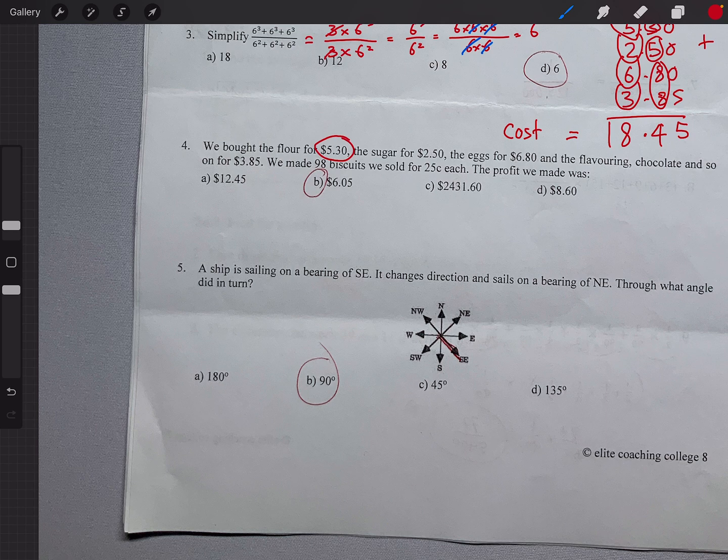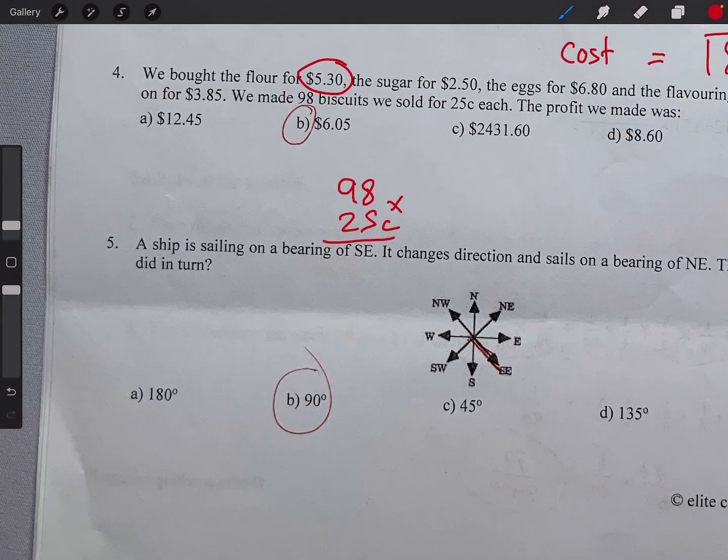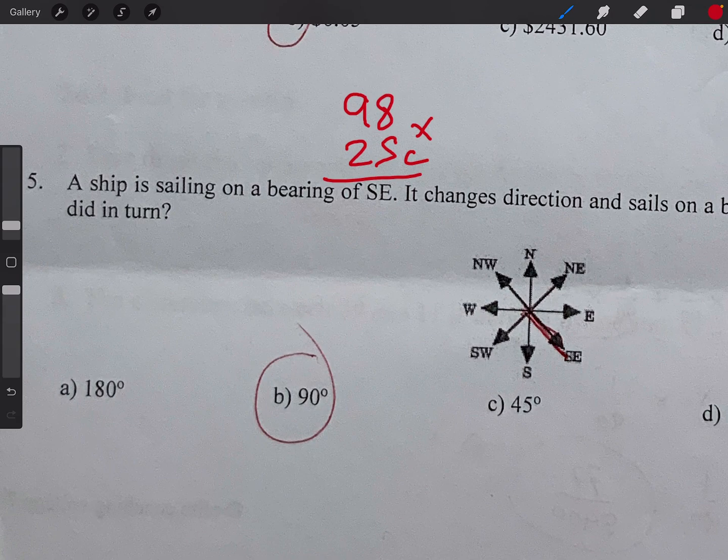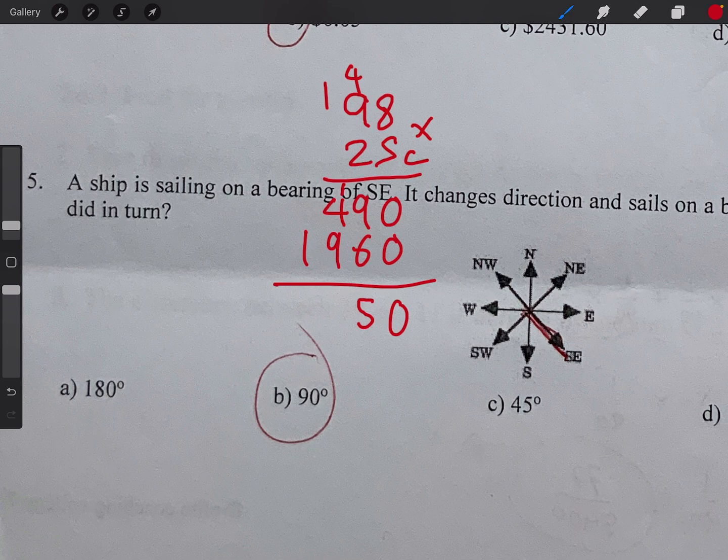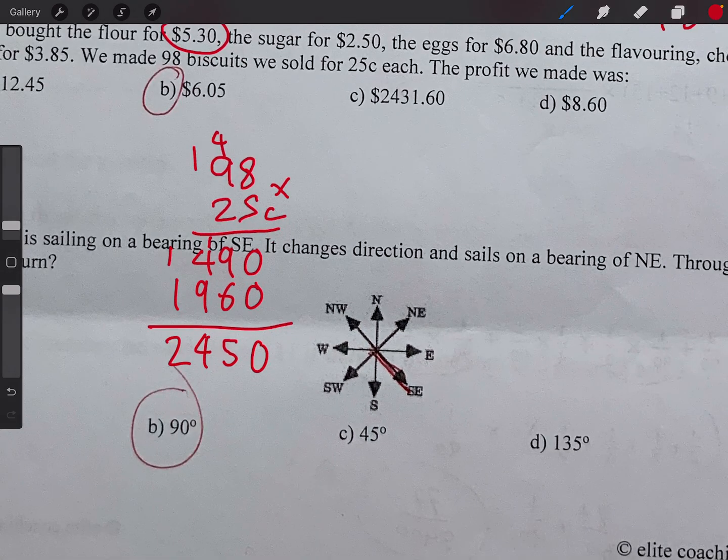Now let's see. We sold 98 of them for 25 cents each. So we times it by that. 25 cents times 98. Let's see how much money we made. Okay, so 5 times 8 is 40. 5 times 9 is 45, plus 4 is 49. And then magical 0, 2 times 8 is 16, carry the 1, 2 times 9 is 18, plus 1 is 19. So now we add them up. 0, this will be a 15, this will be a 14, and this will be 2. That means that we sold all the biscuits. After selling 98 biscuits, we're going to make a total of $24.50.